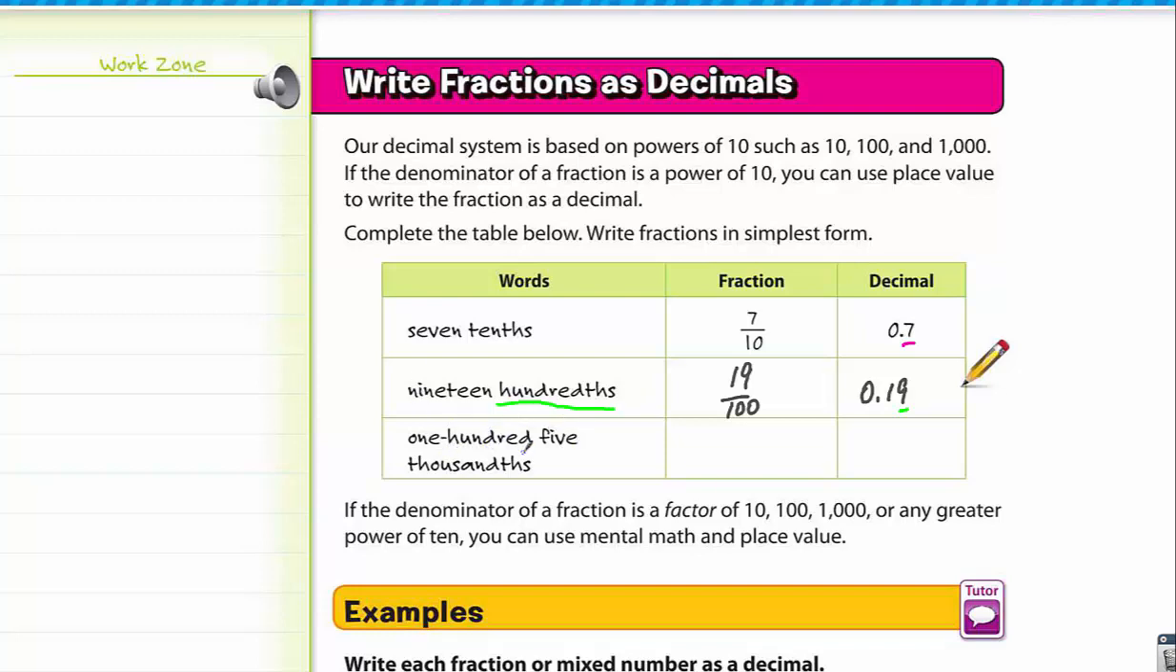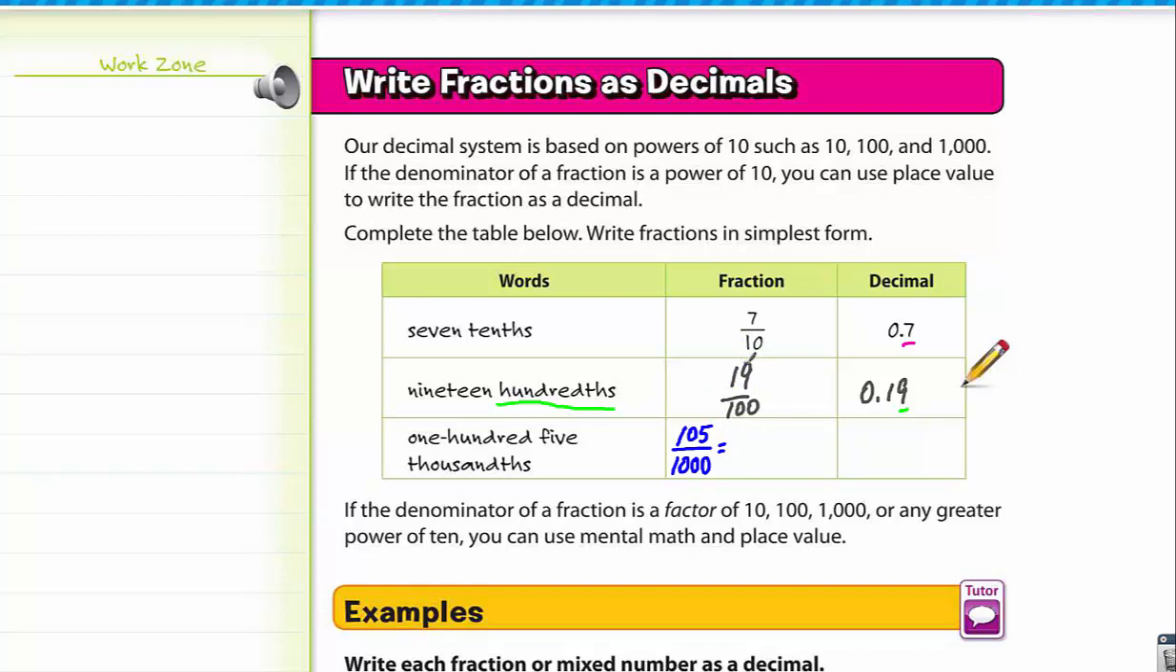105 thousandths. So I'm going to go ahead and write the fraction, 105 thousandths. Now, I wrote it way over on the right-hand side of the box for a reason, because that can be simplified. And I'm going to let you think about that.